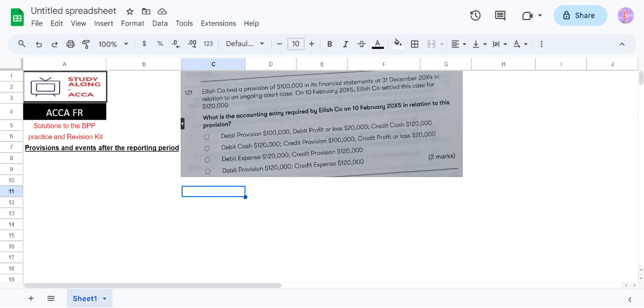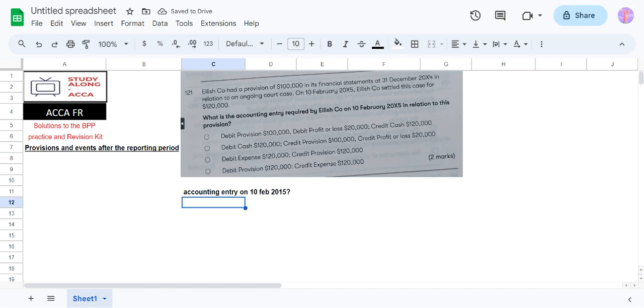121, it relates to provisions and events after the reporting period. The ask of the question is, what is the accounting entry required by Elish company on 10th February 15? So it is asking for the accounting entry on 10th February 2015 in relation to this provision. Okay, so what are the facts? So this is the question. Now what are the facts?